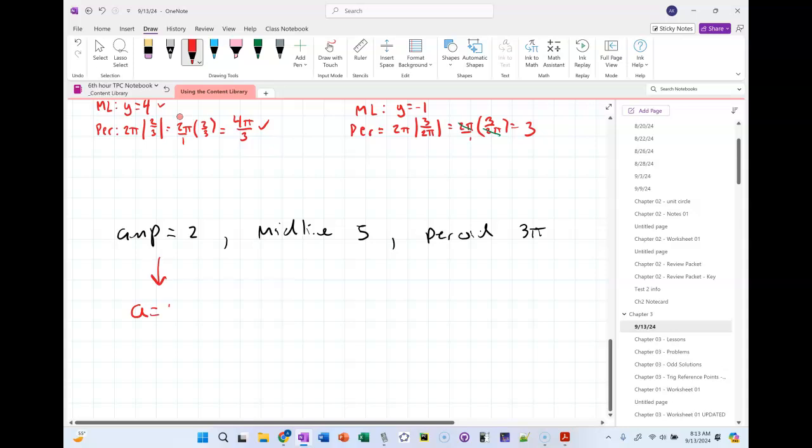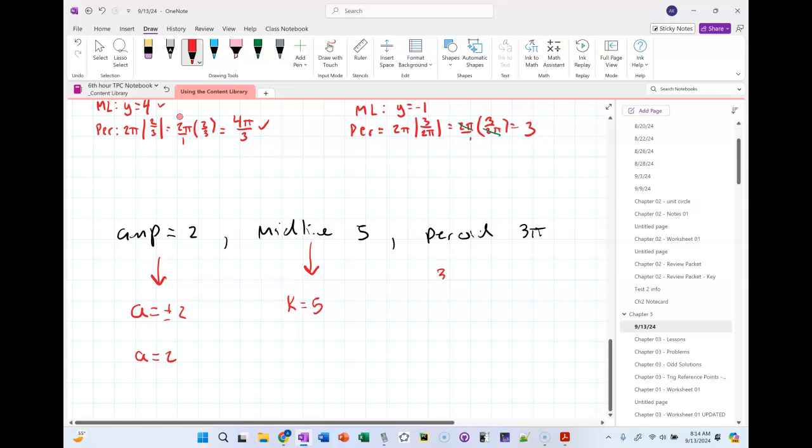the amplitude just tells me that A is plus or minus 2. It doesn't give me any more details, so either answer is going to be fine. We just can pick either one. I'm just going to pick the positive because one less negative sign. The midline is at 5. That tells me that the K is 5.